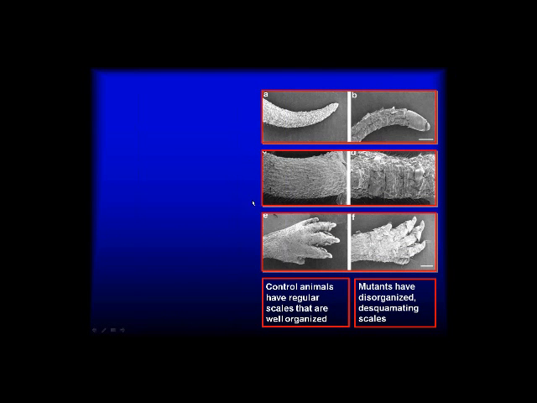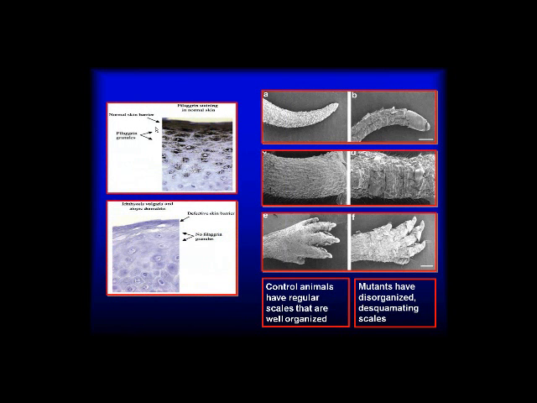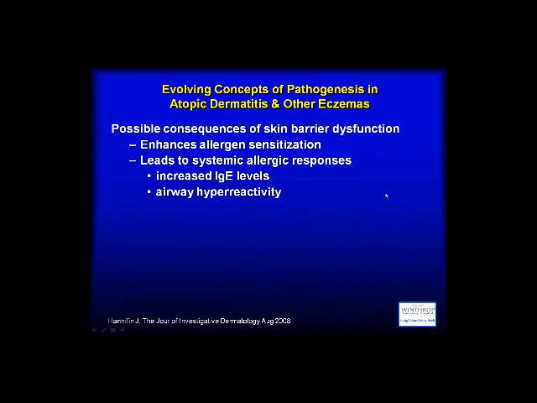Look at these control animals that have very regular scales that are well organized. And look at this filaggrin mutant, where the scales are disorganized. And on microscopy, you will see that normal skin with filaggrin staining has a very good and effective skin barrier, as against those in ichthyosis vulgaris and atopic dermatitis, where there are no filaggrin granules and therefore they have a defective skin barrier. And that's what's happening with the filaggrin mutation in atopic dermatitis, at least part of it.